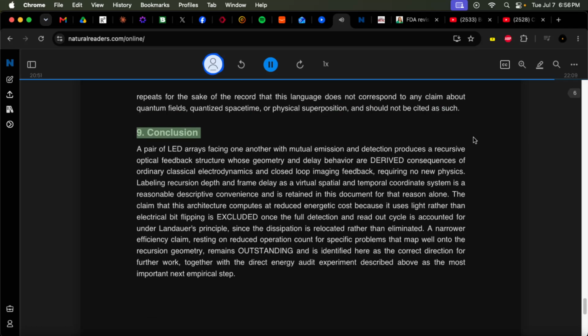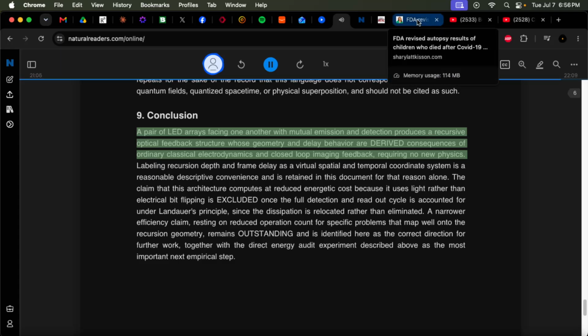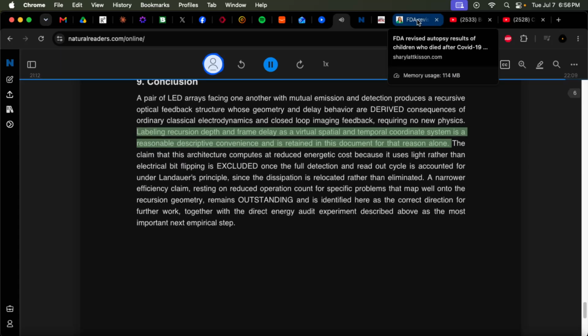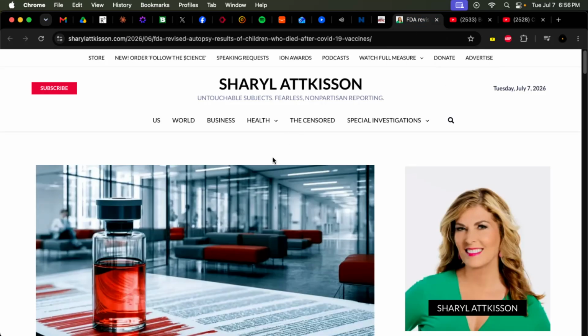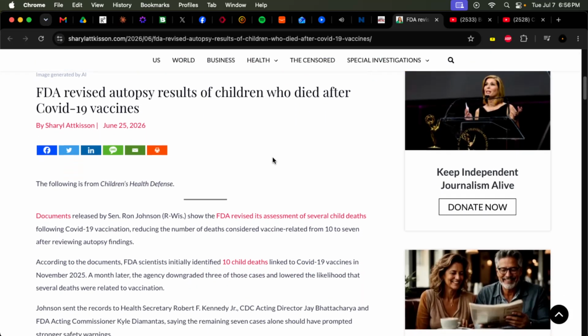9. Conclusion. A pair of LED arrays facing one another with mutual emission and detection produces a recursive optical feedback structure whose geometry and delay behavior are derived consequences of ordinary classical electrodynamics and closed-loop imaging feedback, requiring no new physics. Labeling recursion depth and frame delay as a virtual spatial and temporal coordinate system is a reasonable descriptive convenience and is retained in this document for that reason alone.